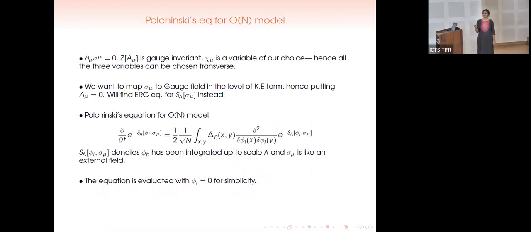Okay, if one does that, next we have to find the Polchinski equation. So first, del mu sigma mu is 0. So we are considering a conserved current.